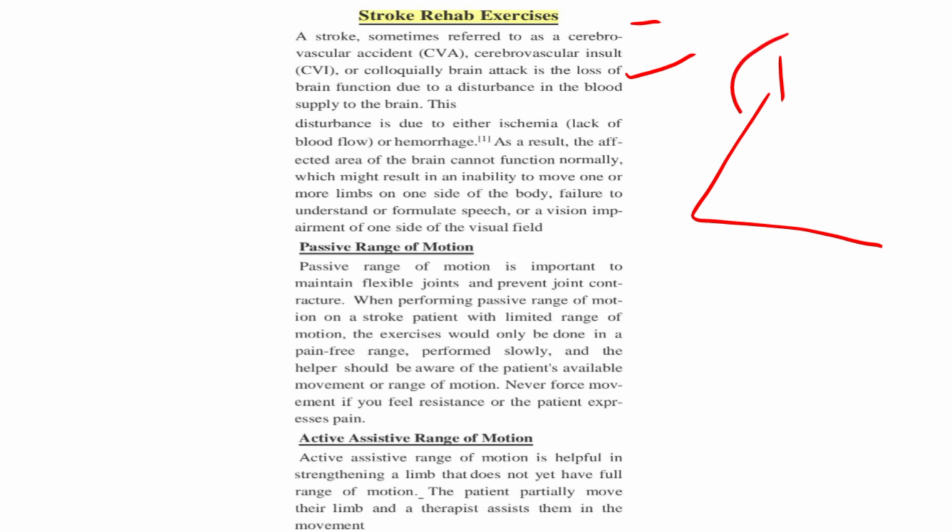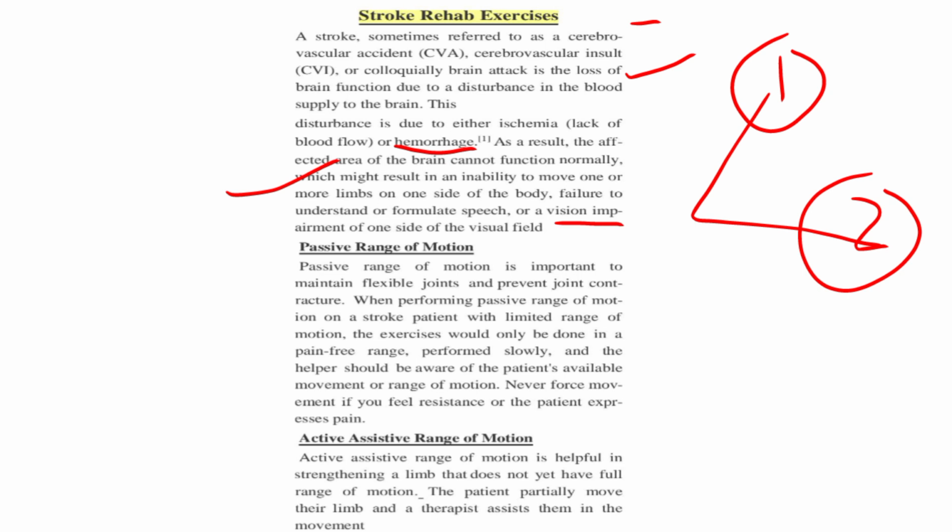The first is ischemia. There is loss of blood flow due to clot formation in the artery. And the second cause is hemorrhage due to the rupture of an artery. The affected area of the brain cannot function normally, which might result in an inability to move one or more limbs, depending upon which brain tissues are involved. Failure to understand and formulate speech and vision impairment are also symptoms of stroke. This is the stroke I will discuss.